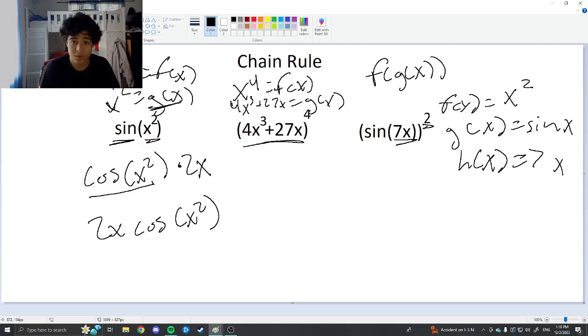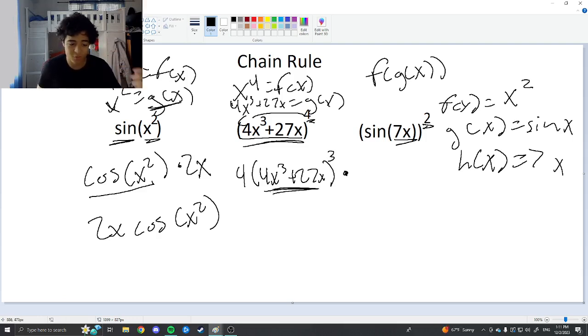Okay, next let's look at this middle one right here. Our outside function is something being raised to the power of 4, right? So to derive that first, you bring the 4 down in front. 4, you keep the inside the same, you don't touch it. 4x^3 plus 27x, and then to the power of 3 because we're subtracting one, this derivative, times the derivative of the inside, which is the inside of this right here. We derive that. You're going to get 12x squared plus 27.